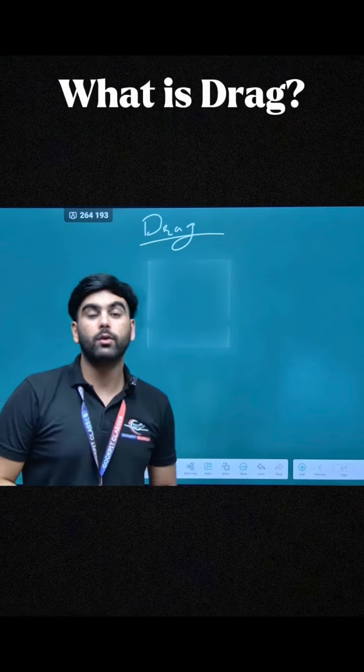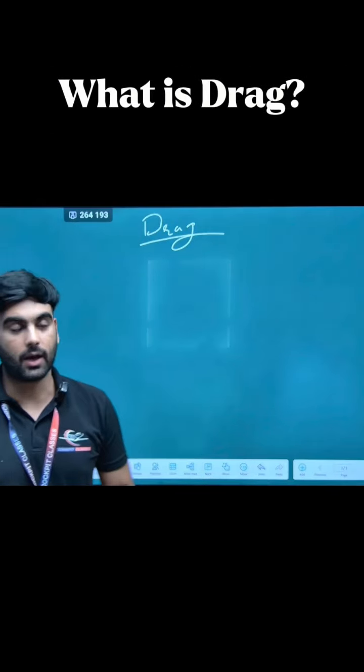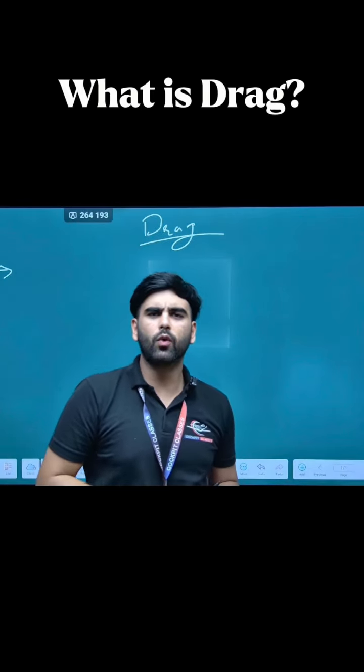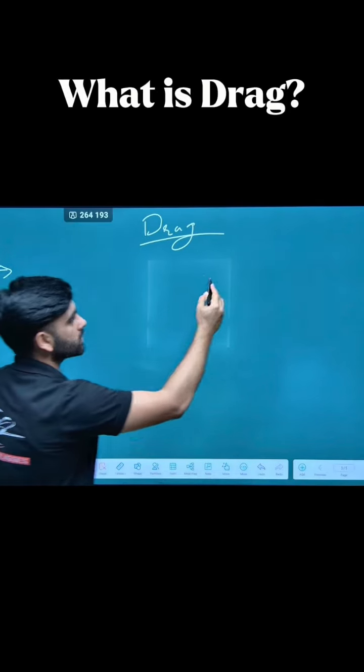Hello everyone. Today we're going to discuss what drag is and what the types of drag are that we can usually encounter. First of all, drag is basically the backward force. It is one of the four forces that act on an aircraft. So basically there are four forces acting on an aircraft.